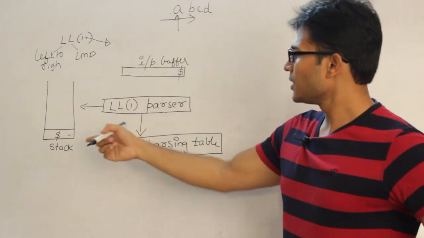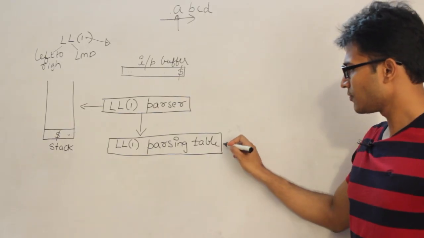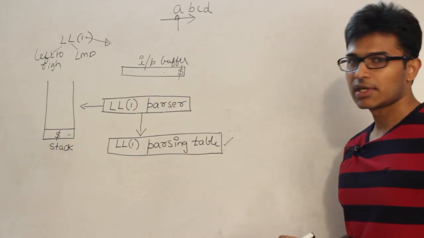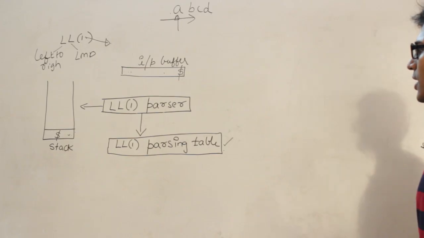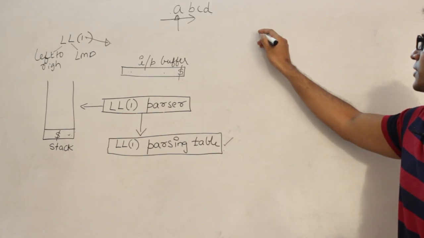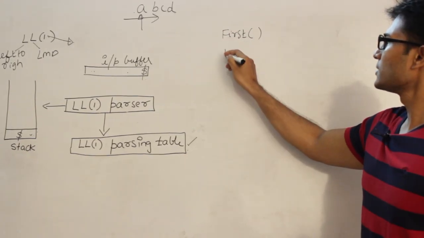So the main thing is, if you have to construct an LL1 parser, you should construct the LL1 parsing table. How to construct the LL1 parsing table, given a grammar? I'll just tell you how the procedure is. Before going to construct an LL1 parsing table, we should know two functions. One is first and the other is follow.